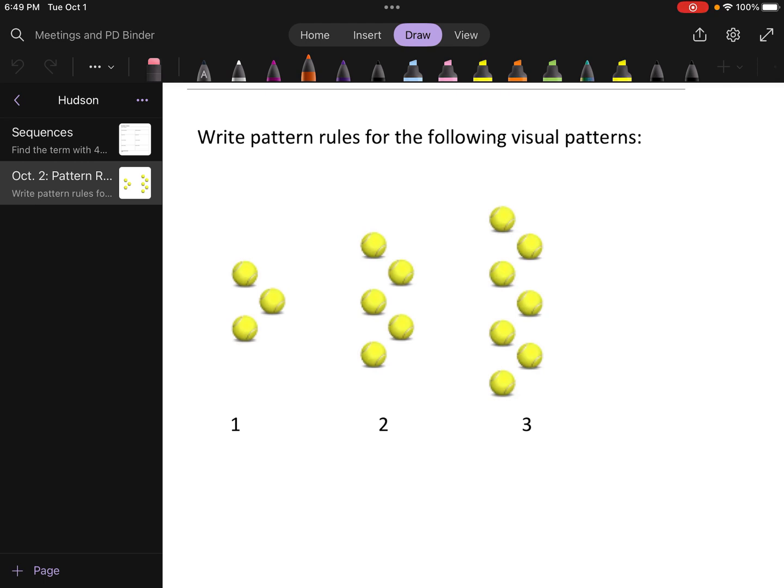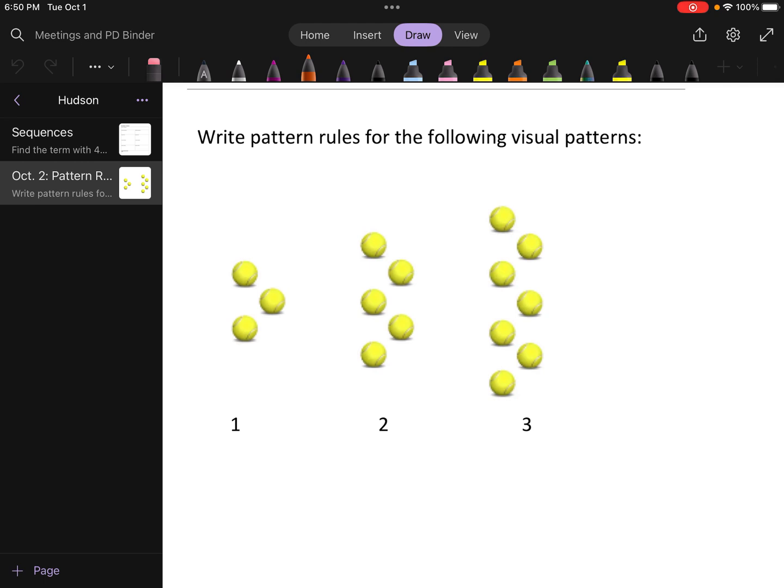If the person that is with you today wants to do these with you, they can write pattern rules with you, or they can pause and press play after you've had a chance to write. Everyone will need a small whiteboard and a marker. So we're going to pause the video while everyone gets the supplies that they need. Everyone needs a small whiteboard and a marker.